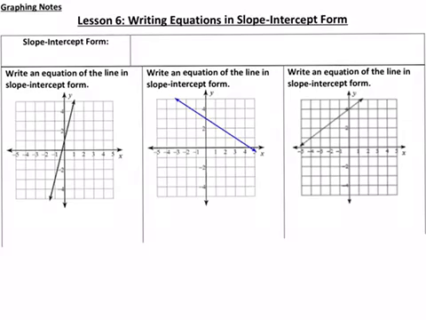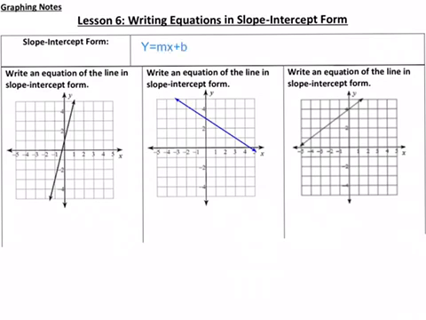Today we're going to take what we know about slope-intercept form and go from seeing a graph to writing an equation for that line in slope-intercept form. Now I want to review what slope-intercept form is, and it is y equals mx plus b.